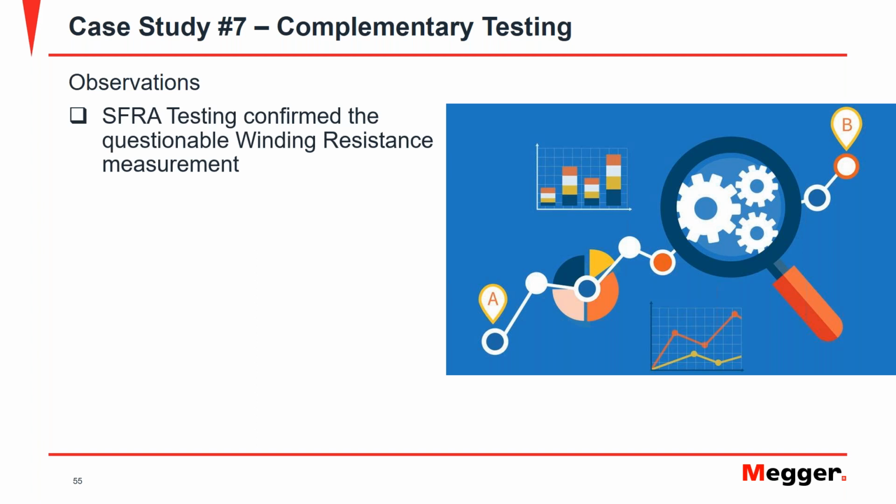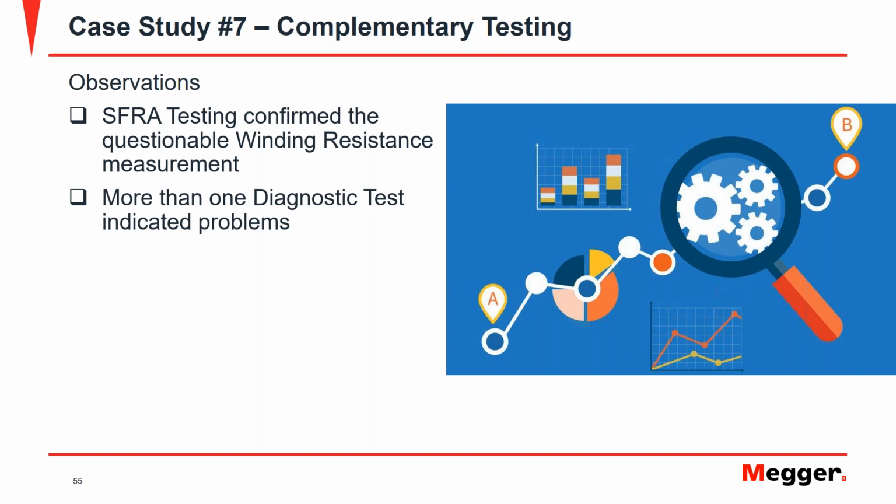We saw that SFRA testing confirmed our questionable winding resistance measurement. So although we did get a 17% deviation, it was very important to perform another set of tests to come to a common denominator. We did not just make a unilateral decision of calling the reading out of spec, because we used other testing techniques to arrive at the same conclusion. As I stated, we had more than one test that was indicating problems.